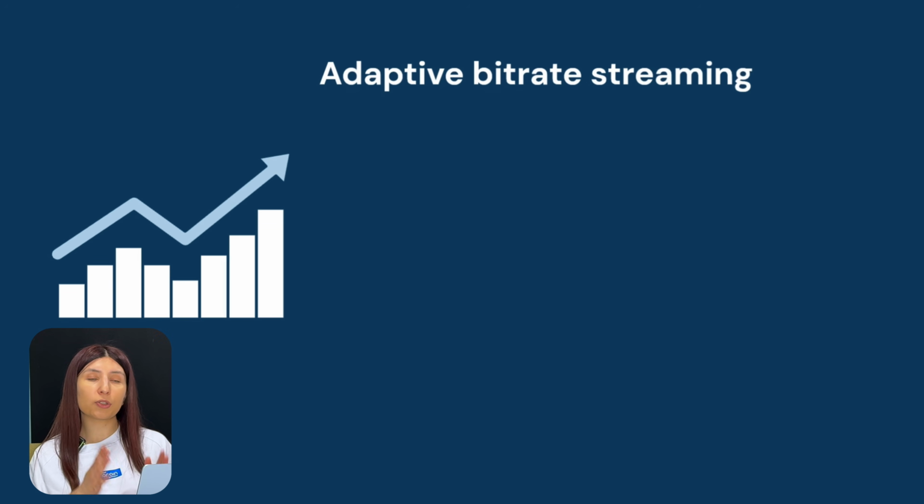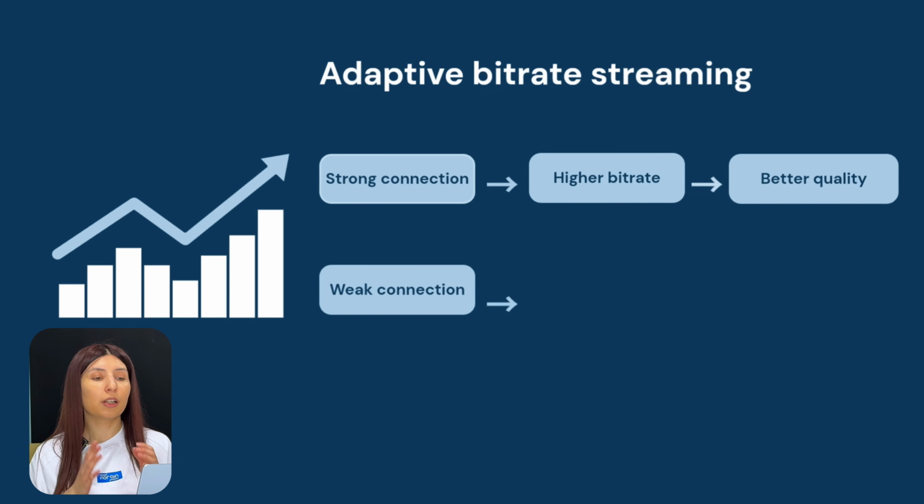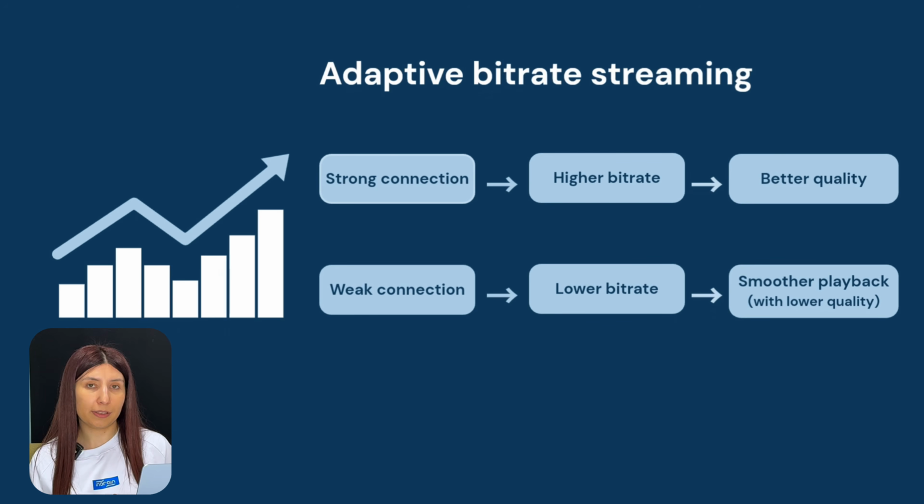To improve this, use adaptive bitrate streaming. This means the video player automatically adjusts the quality in real time, which means strong connection, higher bitrate and better quality, weak connection, lower bitrate and smoother playback. This way, you're delivering consistent quality.